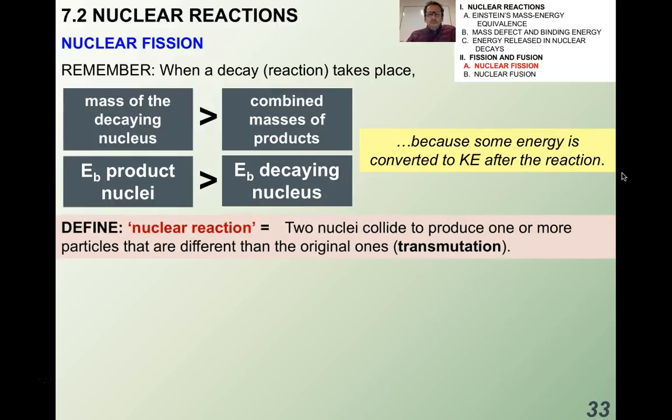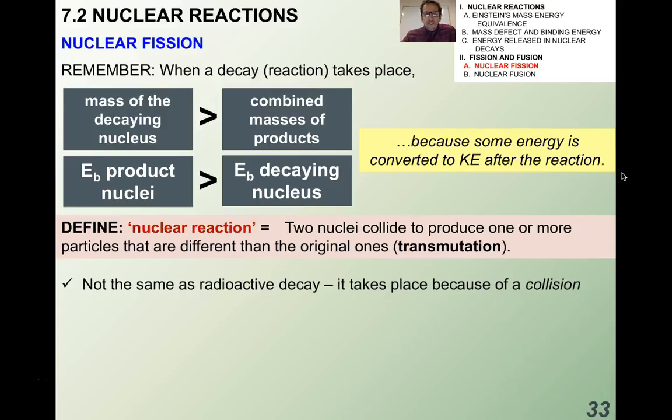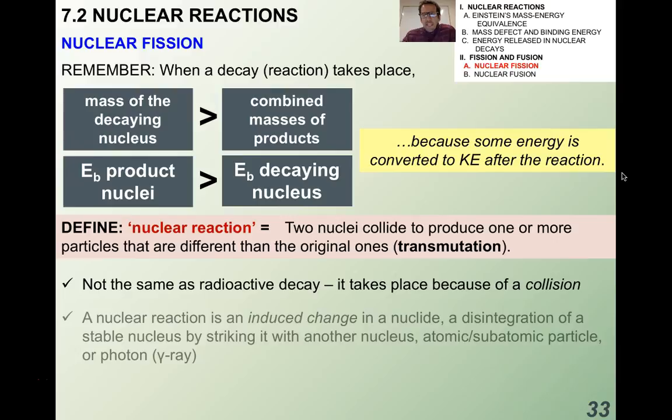Now, this term nuclear reaction is very different, for example, than a radioactive decay. It's a very, very different situation. Nuclear reaction refers to when two nuclei collide to produce one or more particles that are different than the original ones. This is also called a transmutation, okay? And it's different from radioactive decay because it takes place because of a collision, all right? So it's an induced change in a nuclide.